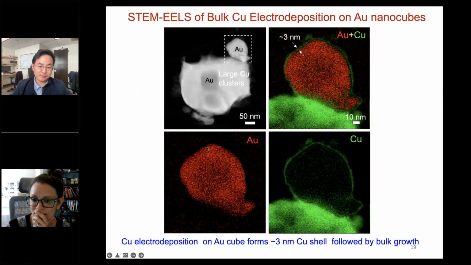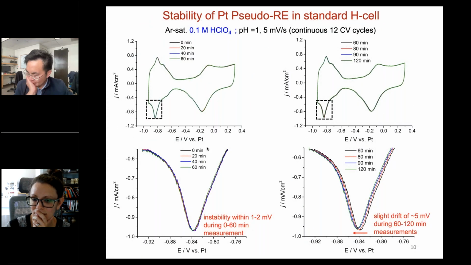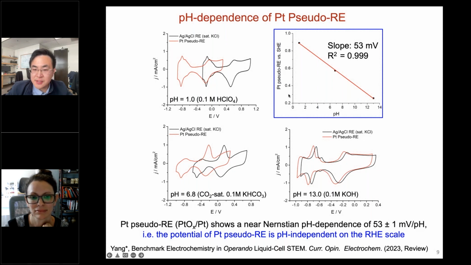Let's see. I can go back to this point. I think the other question, basically, see if I can answer the question right. So we used to think the platinum pseudo-reference is not a well-defined redox couple, but in this case, that refers to the non-stoichiometry of platinum oxide versus platinum. As far as we are concerned, in terms of potential conversion, we are seeing reliable non-Nernstian pH dependency. So to some degree, it is a reliable redox couple, as you can see here now.